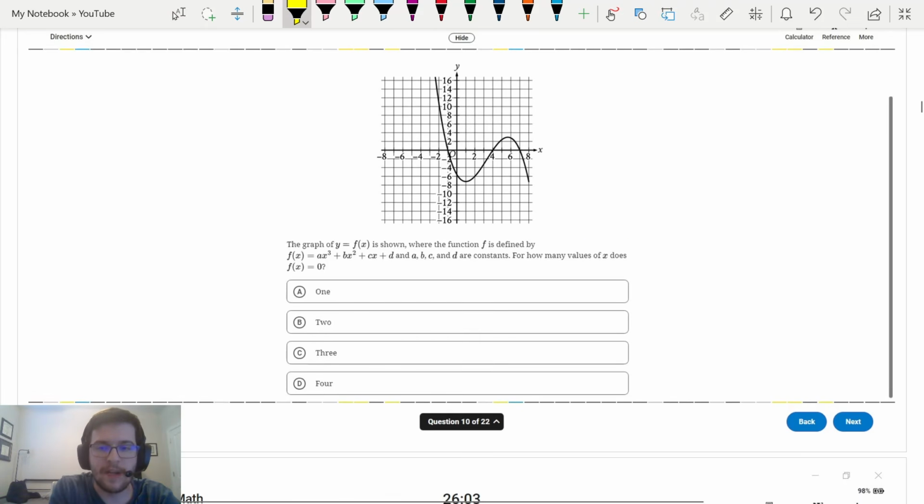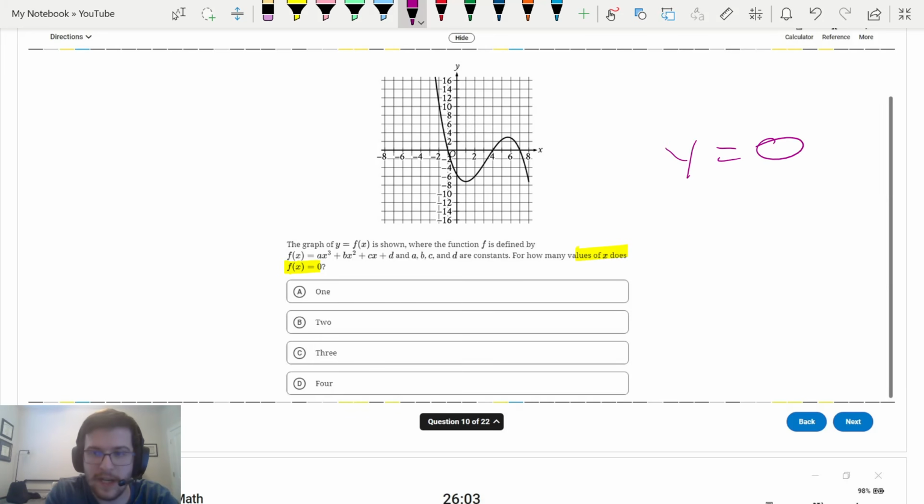Okay, for this one, it says how many values of x does f of x equal 0? So f of x is the same as y. So how many values of x does y equal 0? Well, whenever we have y equals 0, that's an x-intercept.